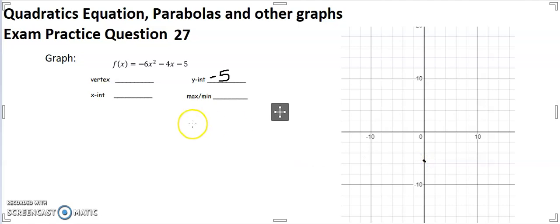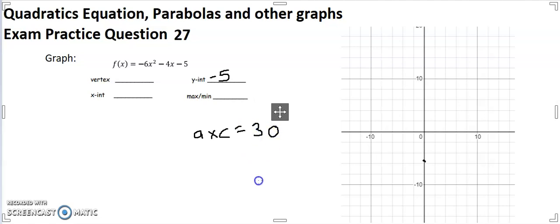Okay, so then I look at the next part, and that is looking at my x-intercepts. To find that out, I can factorize, or I can use the quadratic formula. To see if I've got any whole numbers, I'll do it through factorizing first. So that means I need to go a times c, which is negative 6 times negative 5, which is positive 30.